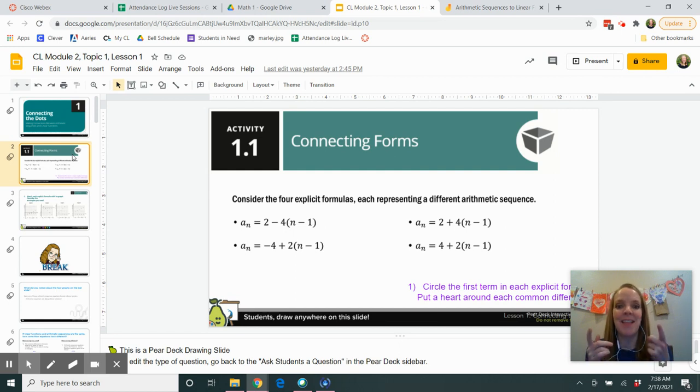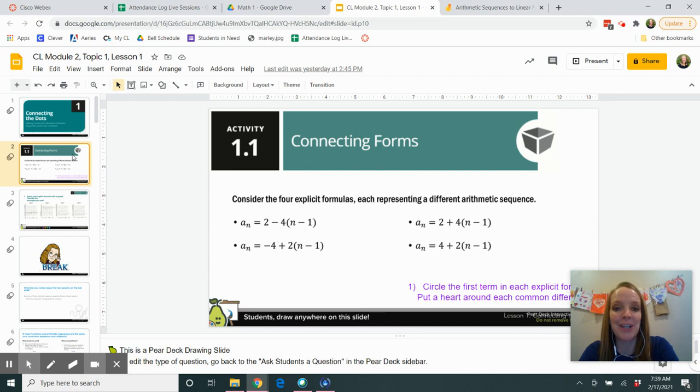But before we do that, let's look at these 4 equations right here, okay? And you can ignore the paired x stuff down at the bottom because we won't be able to do that. So it says, consider the 4 explicit formulas. So these are explicit formulas for an arithmetic sequence, which means we can find any term in the sequence using this formula.